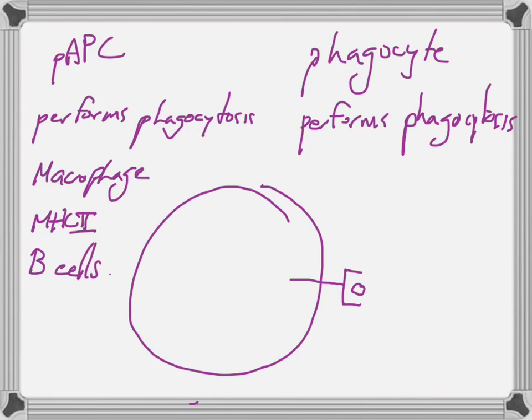Okay. So what we're going to spend a little bit of time talking about is how B cells actually present pathogen on their surface and then allow for their stimulation by T helper cells. There's some similarity to what we observe with macrophages.